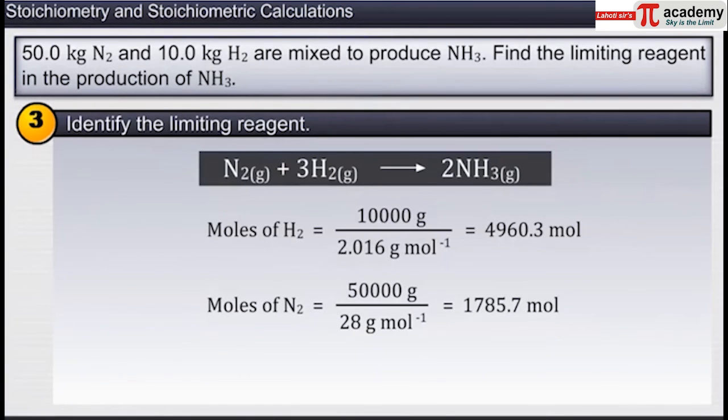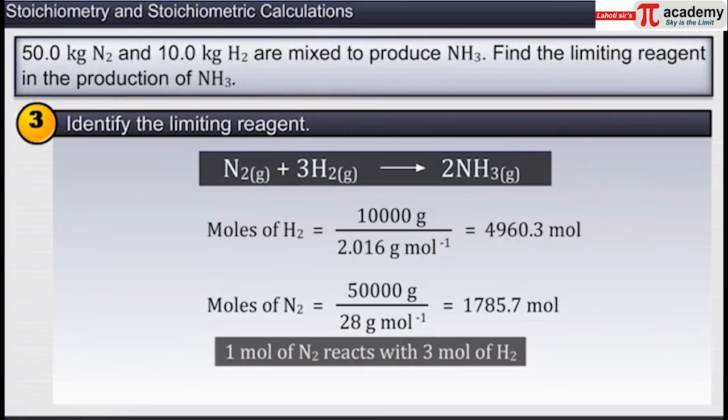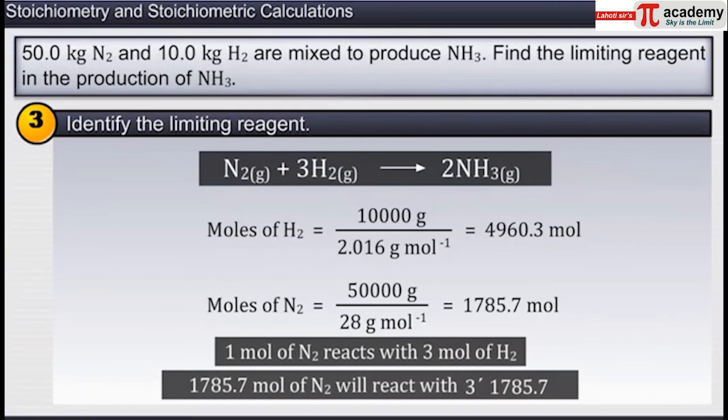From the balanced chemical equation, we can conclude that 1 mole of nitrogen reacts with 3 moles of hydrogen. Thus, 1785.7 moles of nitrogen reacts with 5357.1 moles of hydrogen. However, we have 4960.3 moles of hydrogen, not 5357.1 moles. Thus, we can conclude that nitrogen is not the limiting agent.